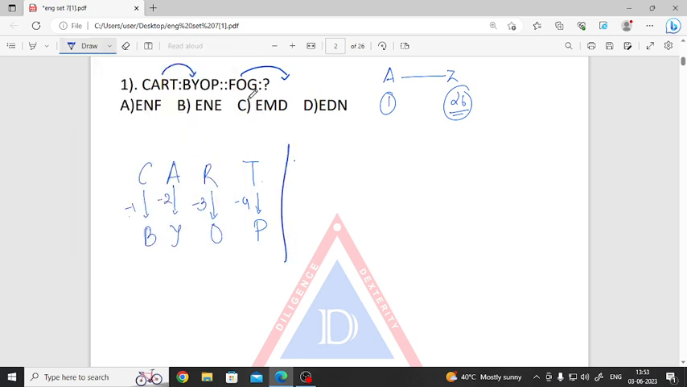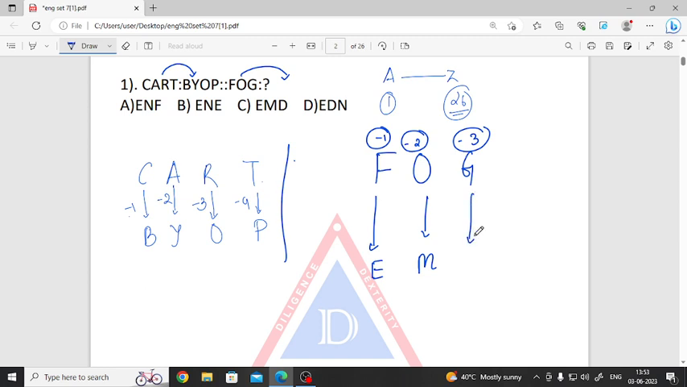Then what do we require? FOG. So it should be -1, -2, -3. F -1 is E. Then O -2 is M, and G -3 is D. So what is the answer? EMD. So option number C is the answer. Let's move on to the next one.